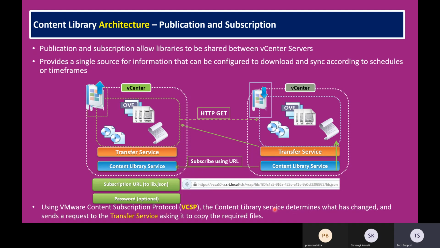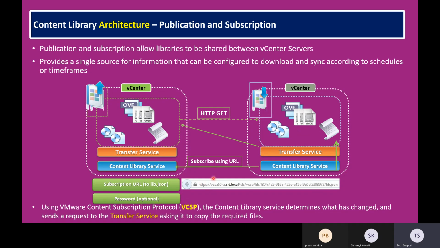The content library service determines what has changed and sends the request to the transfer service asking it to copy the required files. So when the content library service detects any change on our source vCenter server, it immediately uses the transfer service to send the data to the remote vCenter server. Okay, so that is the importance of publication and subscription.